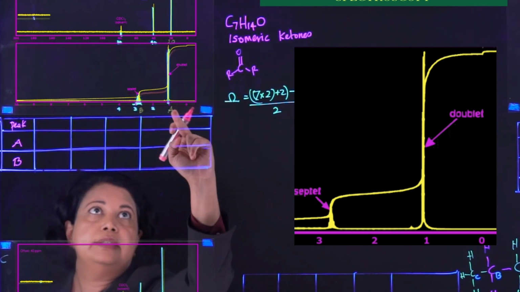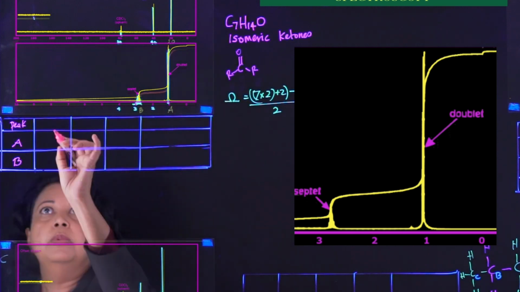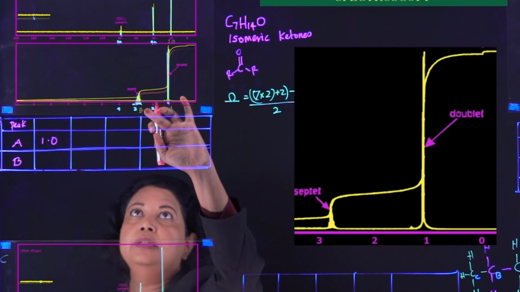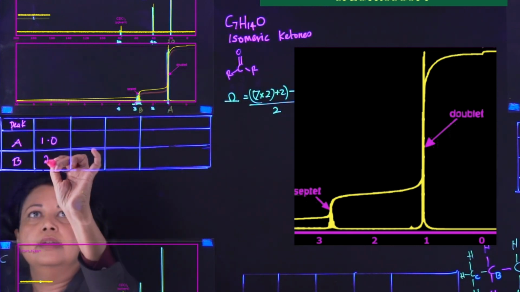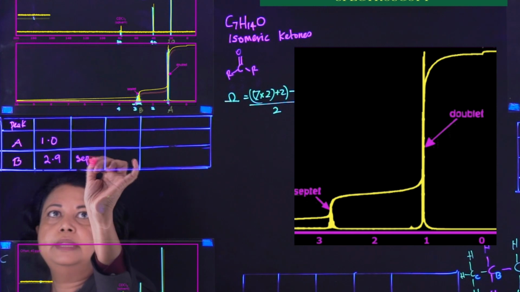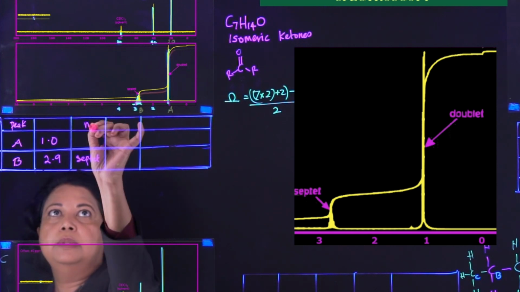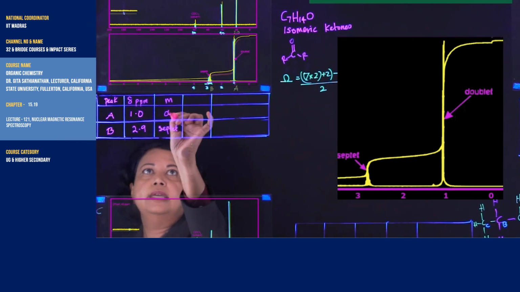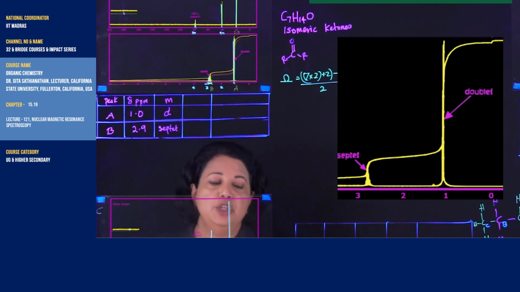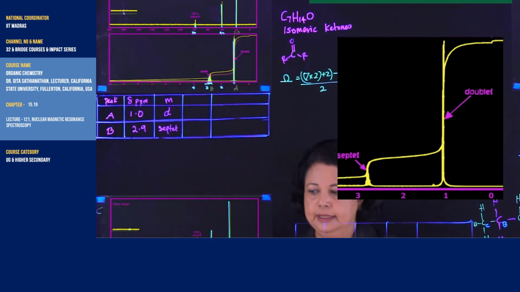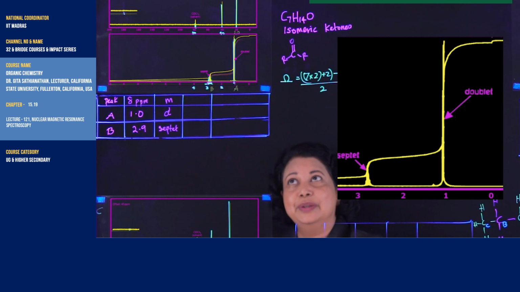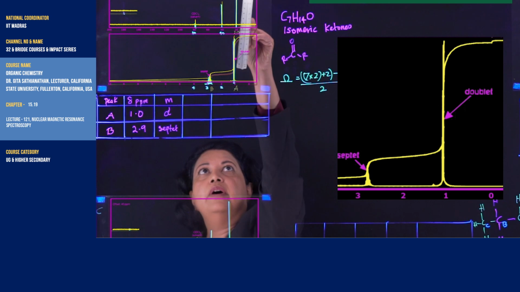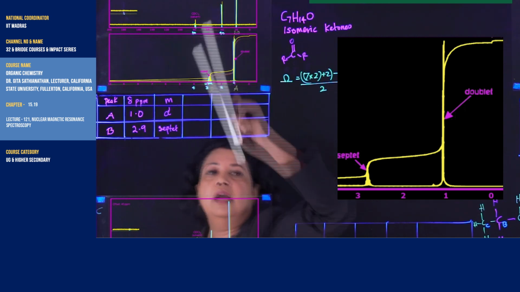All right. So this is going to be at 1.0, and this is at 2.9. So here's your septet multiplicity, and this is your delta ppm and doublet. And let's look at the number of hydrogens hidden beneath that proton. All right, so let's look at the height ratio here. This is about 1.5, and this is 9.